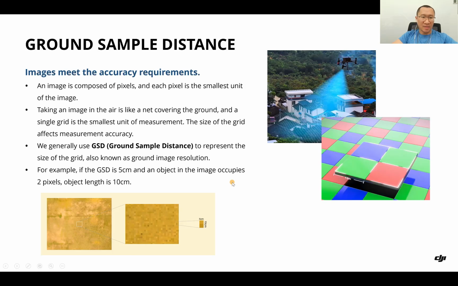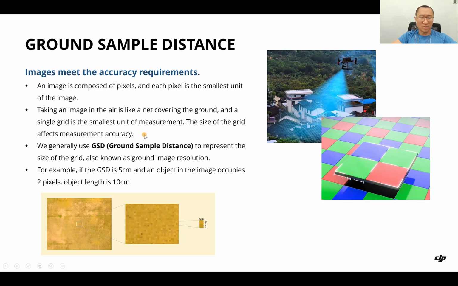The second requirement is that the image should meet the accuracy requirements. An image is composed of pixels, and each pixel is the smallest unit of the image. Taking an image in the air is like a net covering the ground, and a single grid is the smallest unit of measurement. So the size of the grid affects the measurement accuracy.